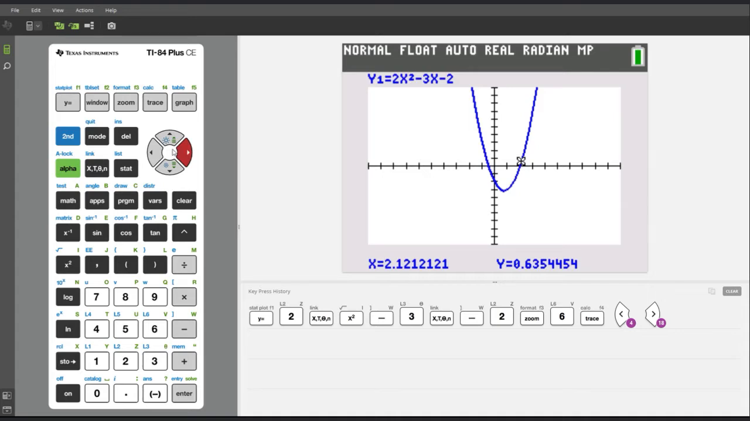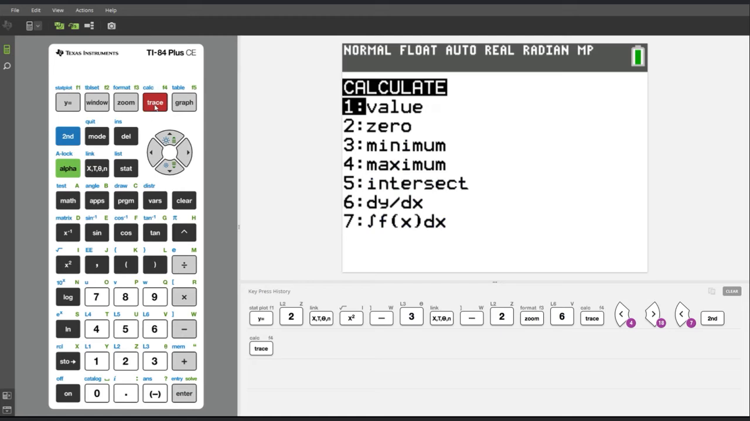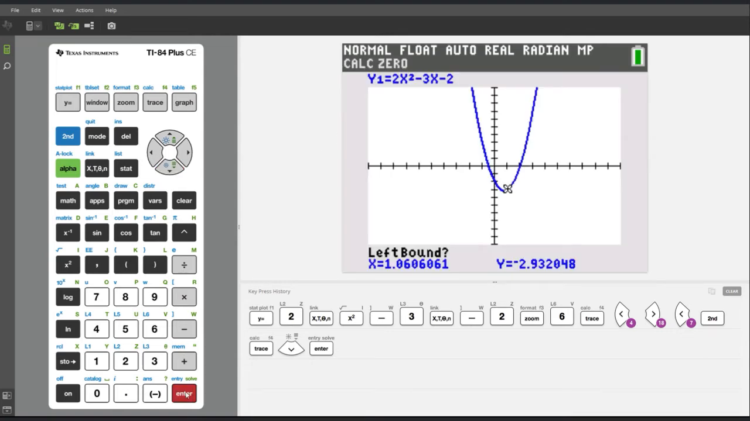So to get the exact zeros, we go to second trace. So I just kind of put my cursor back in the middle. Second trace, we'll choose the 0 option, which is number 2. And then there's a series of questions that pop up. Left bound? So let's find the left x-intercept first. So we'll go to the left of the left x-intercept. And I kind of go just more than I think is needed. So I know that I'm going up, but I'm also going left. So I press enter, and then right bound.